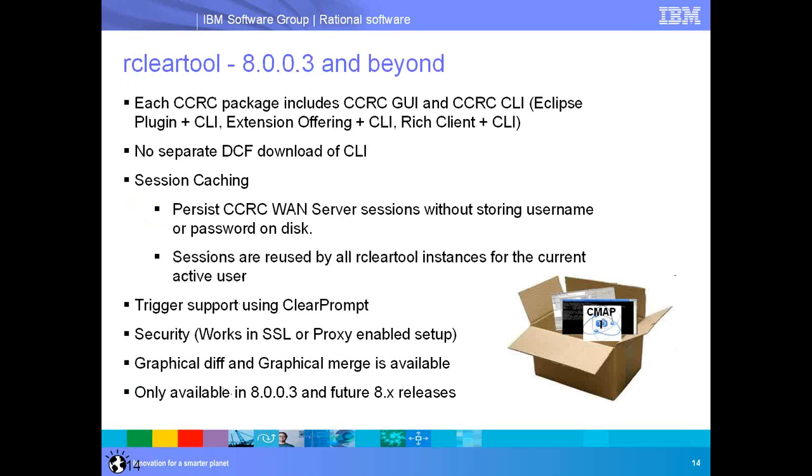So we are on slide 14. In this, we discuss the rcleartool, which is the CLI for your CTE. This is available from FixPack 3 of 8.0. Earlier, while installing CCRC, you had to separately install the CLI binary from the IBM website, but from 8.0.03 onwards, you will get it bundled along with the CTE or the CCRC installations that you do. So there is no separate installation needed.